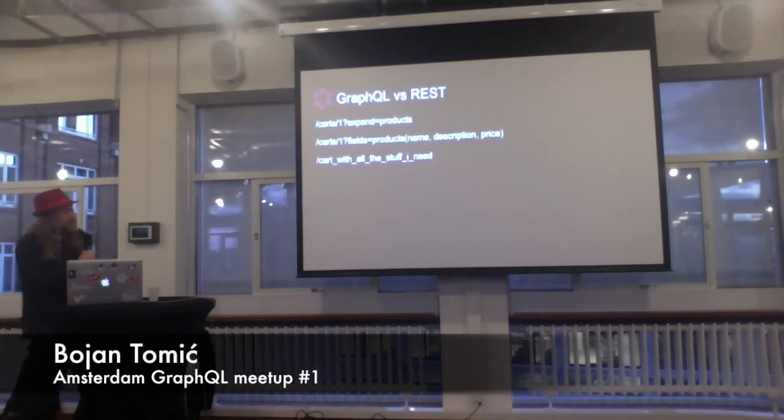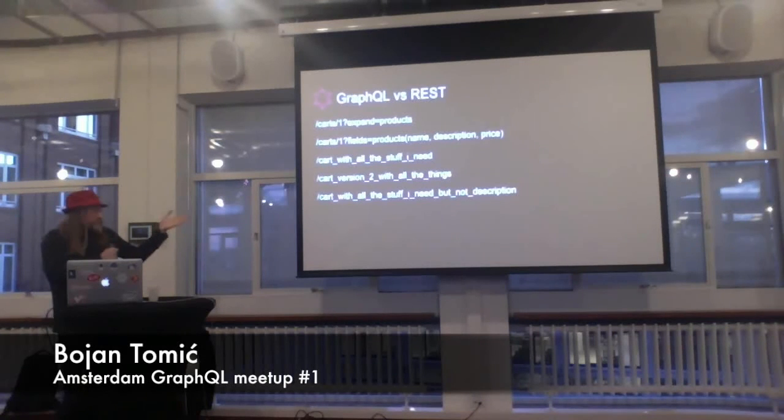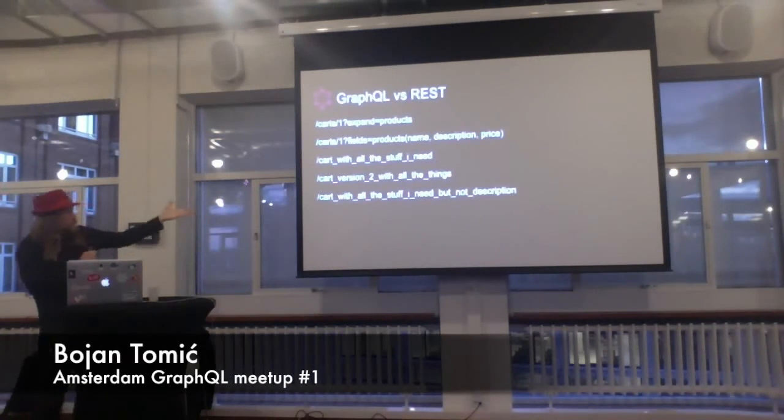Then you can have a custom endpoint, which is what most people will tell you: a cart with all the stuff I need, make your endpoint. So it gets stuff. But then of course, life moves on and you introduce more stuff, and your clients don't know that, so you end up with a version 2 cart with all the things. So that's great, right? And there's another thing where you want the exact same things but without the description. So what do you do? You make yet another one, cart with all the stuff and no description or something? But let's even ignore that for a second.